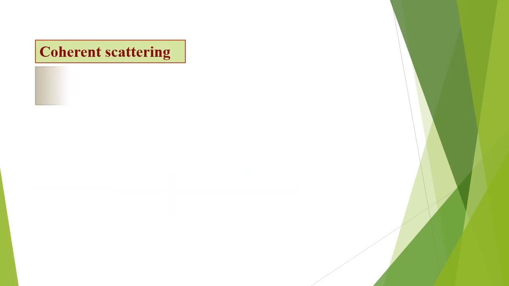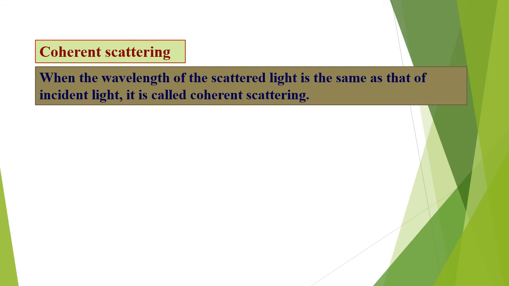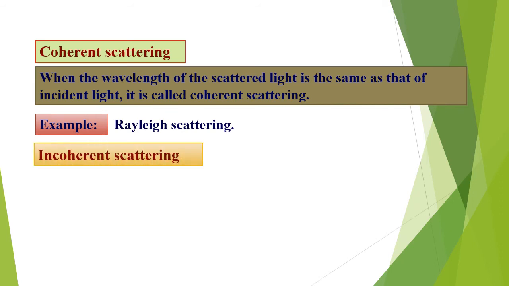Coherent scattering. What is this coherent scattering? When the wavelength of the scattered light is the same as that of the incident light. If the incident light wavelength and the scattered wavelength are both the same, such a type of scattering is called coherent scattering. Example: Rayleigh scattering is related to this coherent scattering.